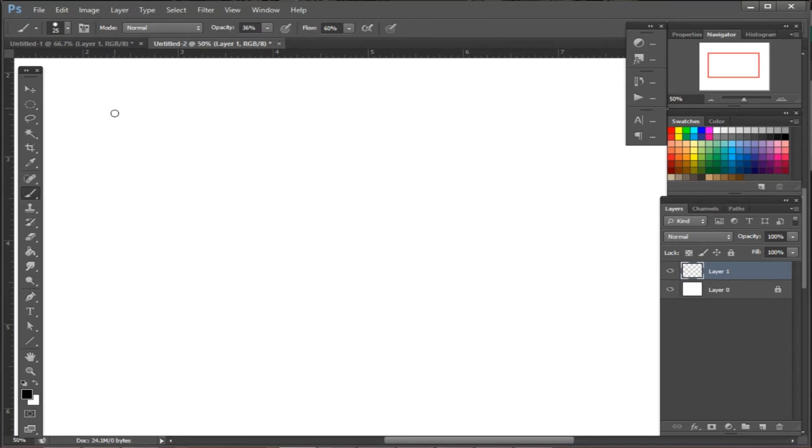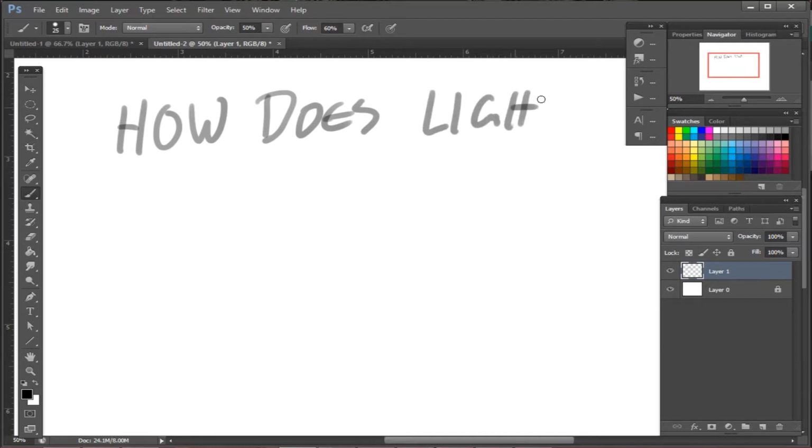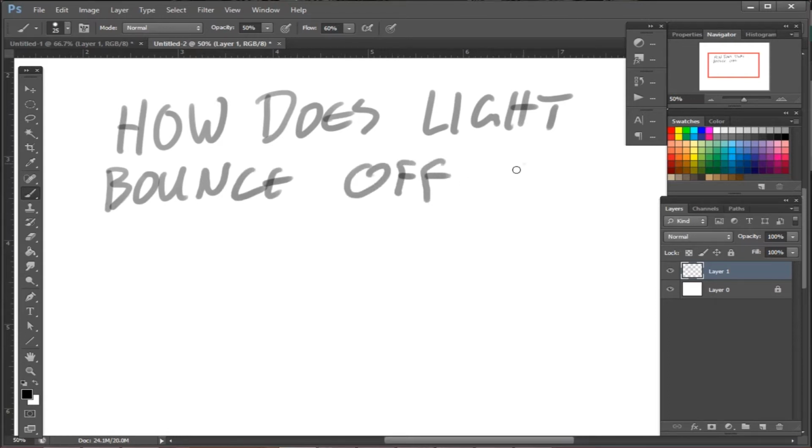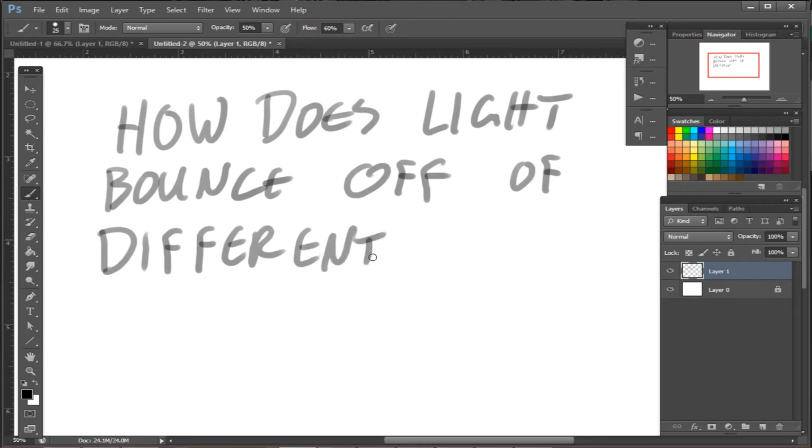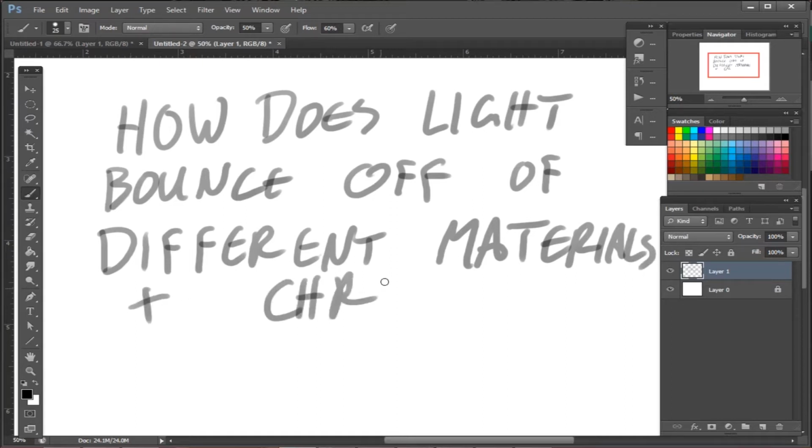How does light bounce off of different materials and chrome materials?